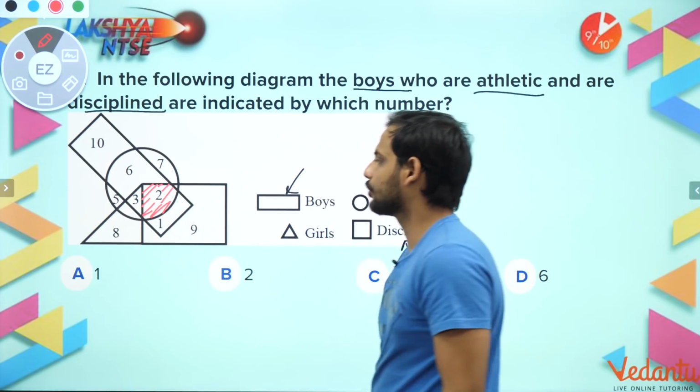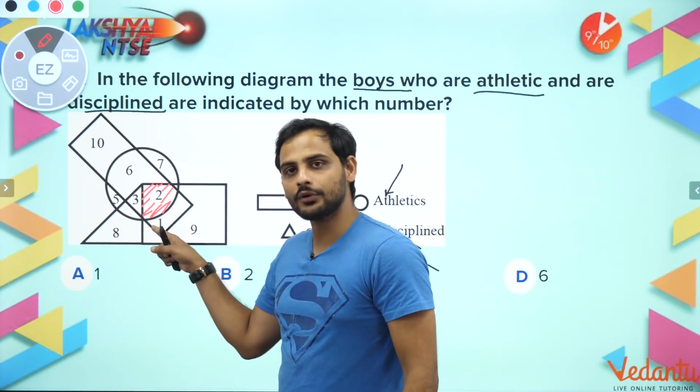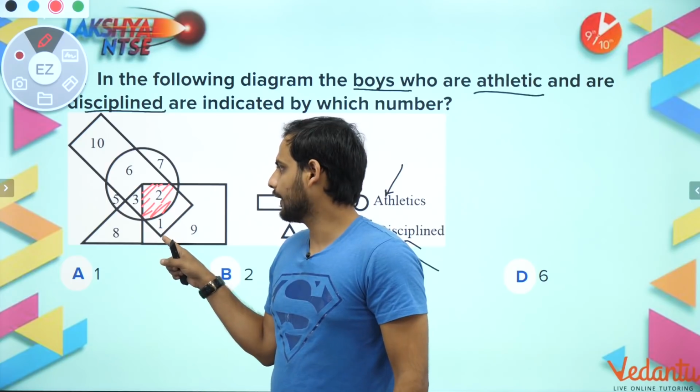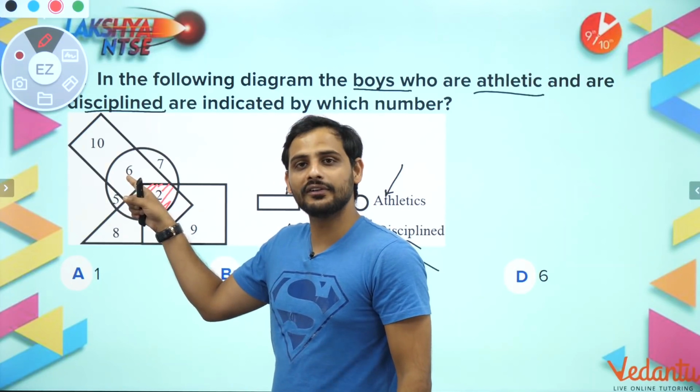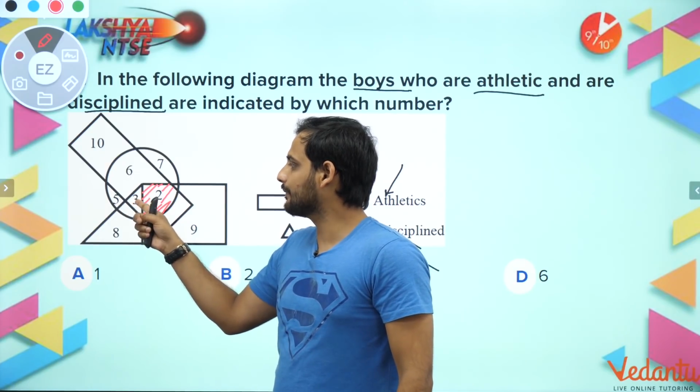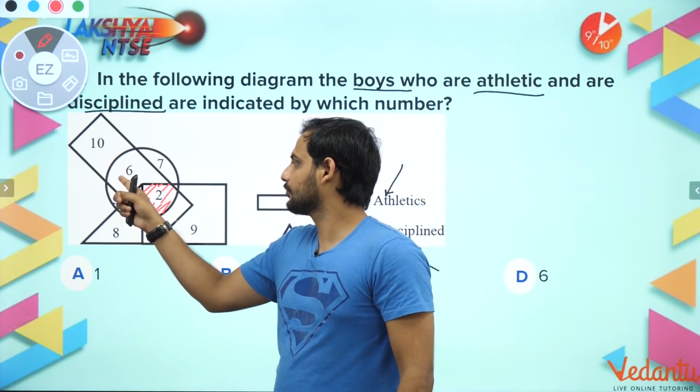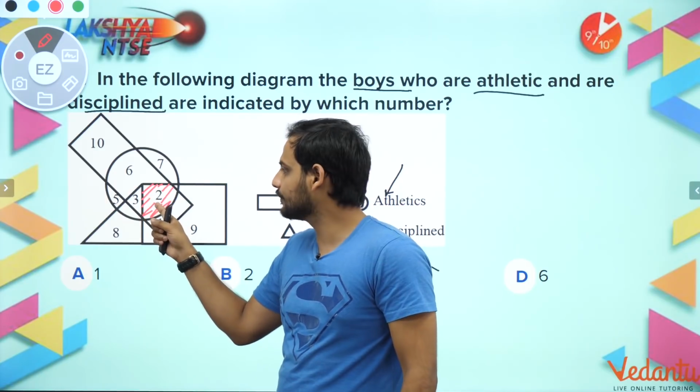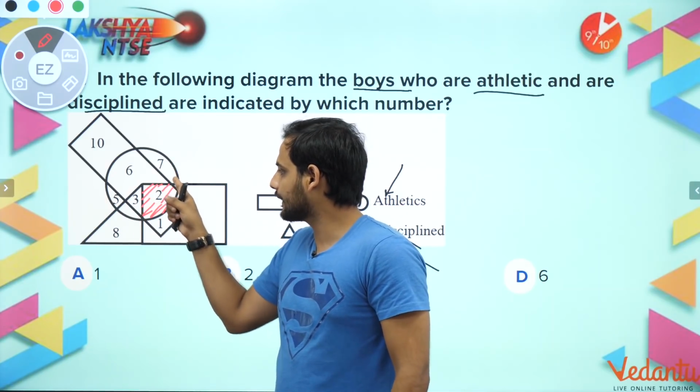This is the only part which is common in all. This one is common only in rectangle and square. This 6 is only common between rectangle and circle. This 10 is only in rectangle. This 3 is common between rectangle, circle and triangle. So only 2 is the part which is common between circle, rectangle and the square.